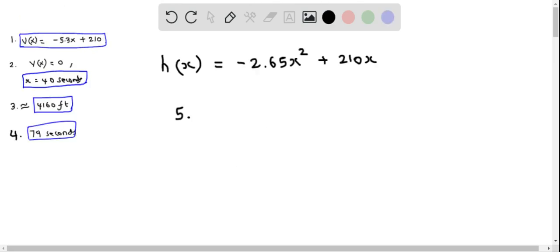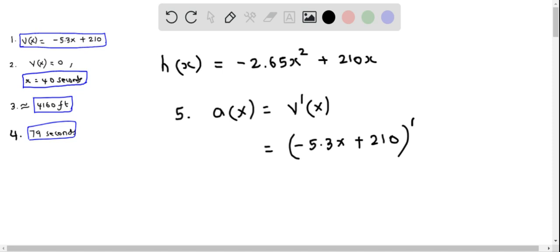Let's answer question 5. So here we have to determine the acceleration, which is given as a of x equals the derivative of the velocity function. So I'm going to find the derivative of the velocity function. That is, we have negative 5.3x plus 210. We should find its derivative.